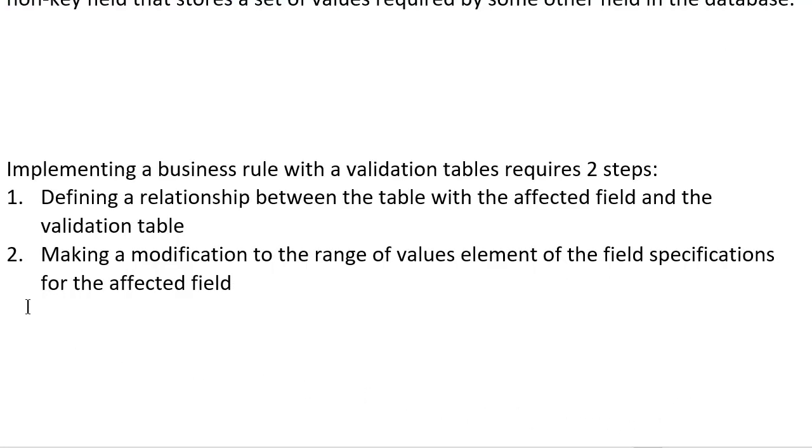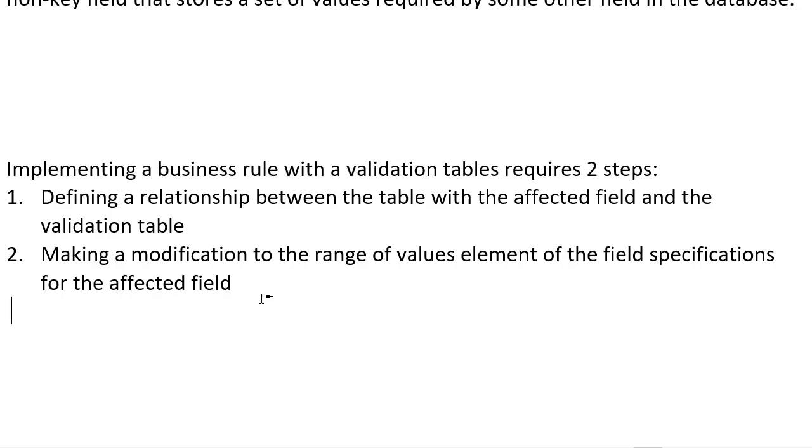So when you're actually implementing a business rule with a validation table, it's going to require two steps. One is you have to define the relationship between the table with the effective field and the validation table. So that's why you typically will have a link to the primary key field in this validation table. Then the second step is you're going to make modifications to the range of value elements of the field specification for the effective field. So what does that mean?